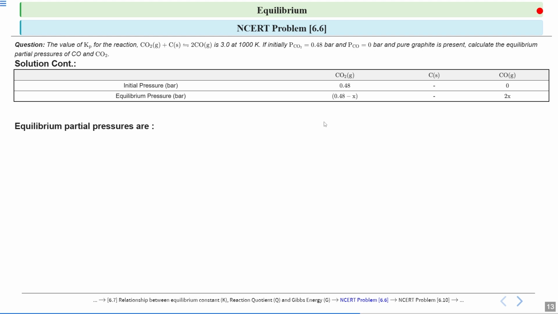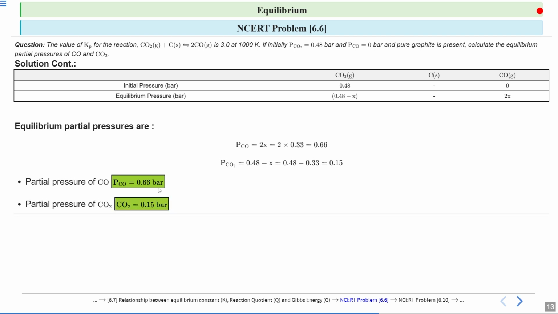So let's do this. For the partial pressure of CO, we will take 2x, which is 2 into 0.33. So 0.66 will be your final pressure of CO. Similarly, for the pressure of CO2, you have to put x as 0.33, and 0.48 minus 0.33 will give you 0.15. So you can say that the partial pressure of carbon monoxide is 0.66 bar and the partial pressure of carbon dioxide is 0.15 bar. So this is your final answer.